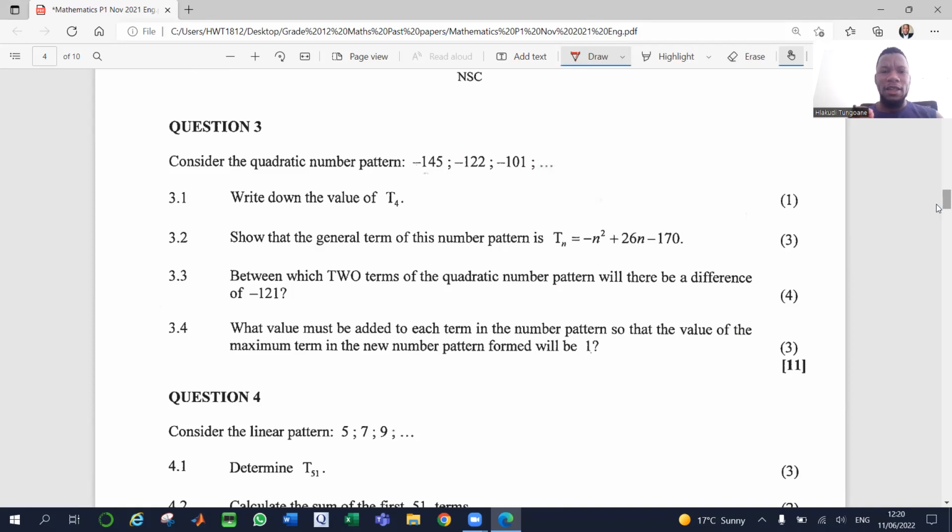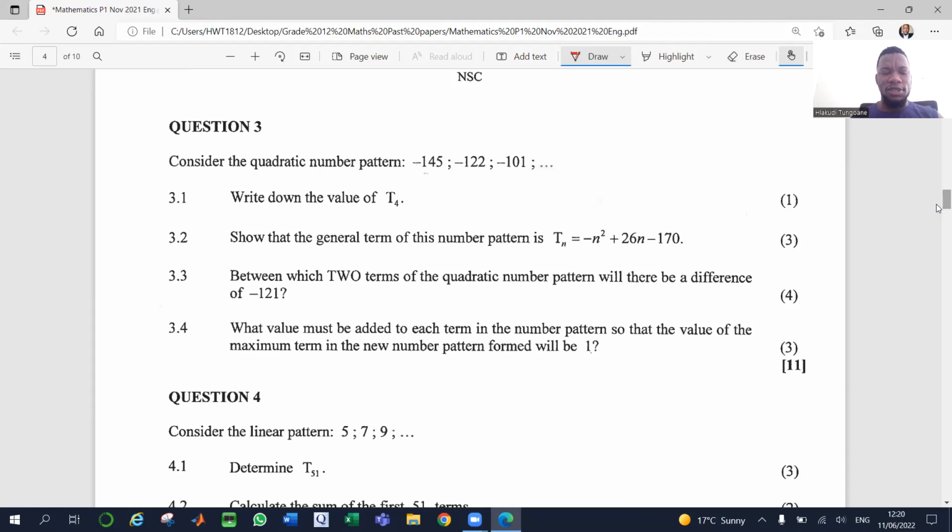Another important thing I want to mention is, don't isolate some of the properties that you learned for quadratic functions in the functions chapter from number patterns, because some of the concepts that you learned from quadratic functions can be useful in answering some of the questions on the quadratic number pattern. So just keep in mind those characteristics or properties that you've learned.